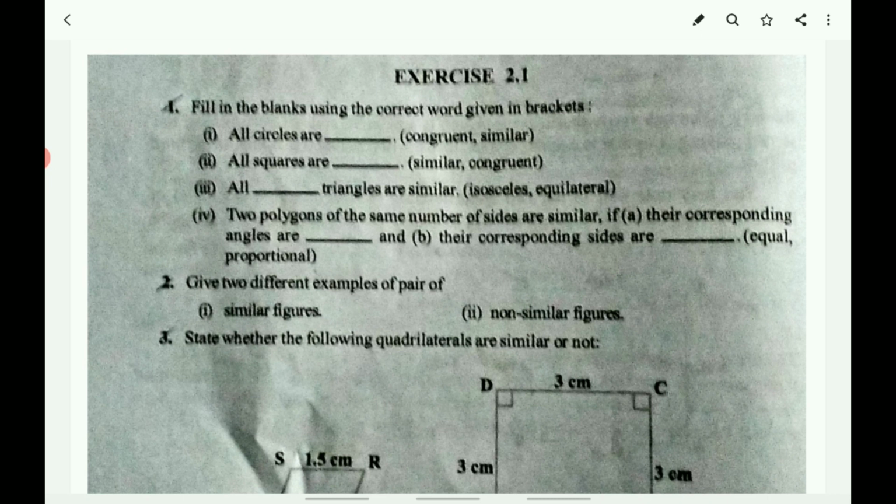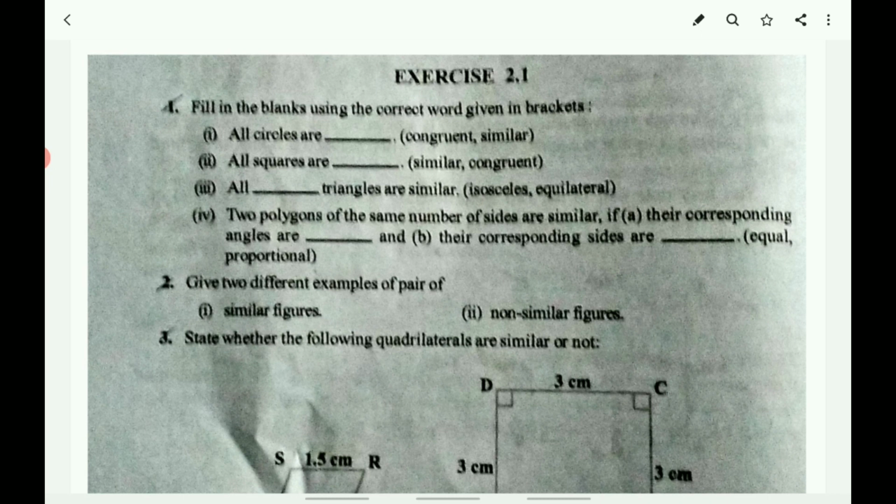And the second one, all squares are dash. The words are again similar and congruent. You know that squares may have the same measurement of sides or different measurements of sides. If they have the same measurement of sides, then only they are congruent. But here, all squares means they may or may not have equal sides. So you can say that they are similar.